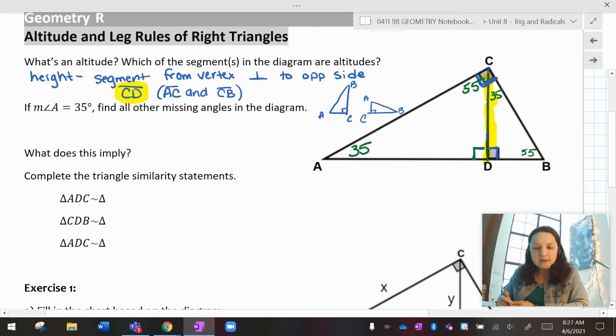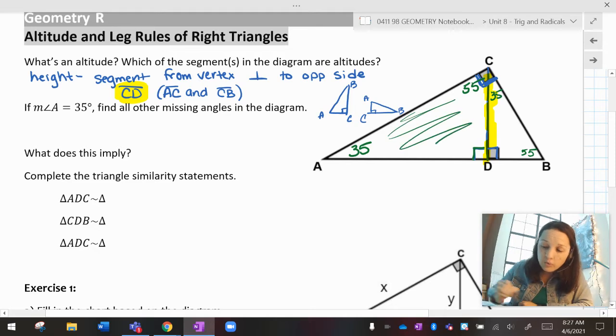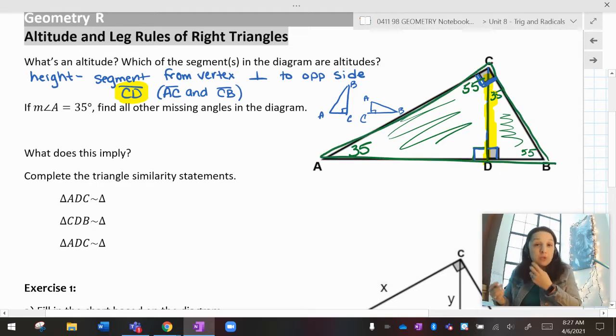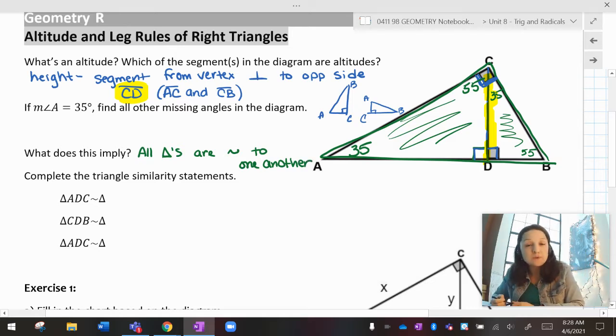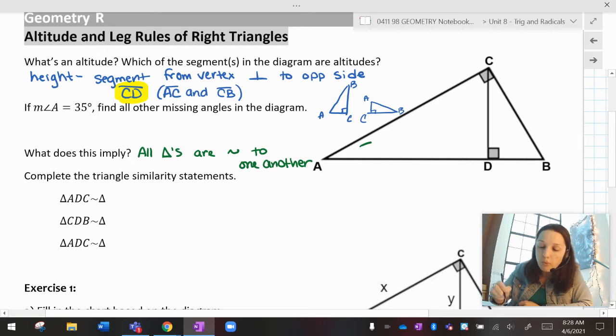And so what I'm realizing is the triangle on the left and the triangle on the right have the exact same angles. And in fact, this triangle right here has the same angles as this triangle right here. And my big triangle overall still has a 35 and a 55 in it. So what does this imply? All the triangles are similar to one another. And that's important because similar triangles have proportional sides. That's what this whole lesson is going to be about: similar triangles have proportional sides. You just have to match those proportions up.